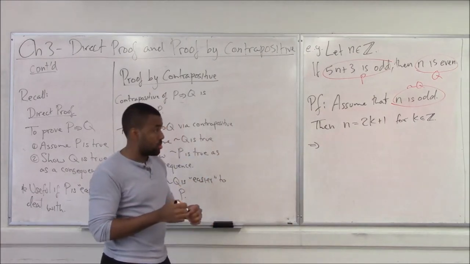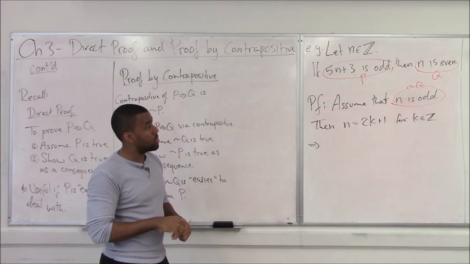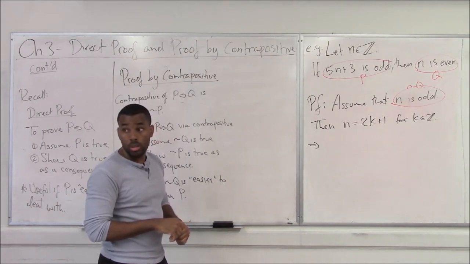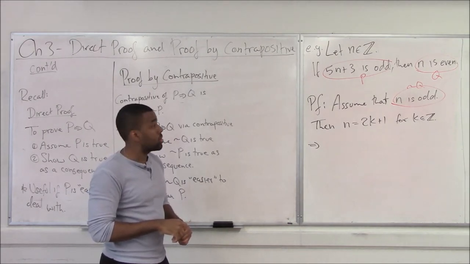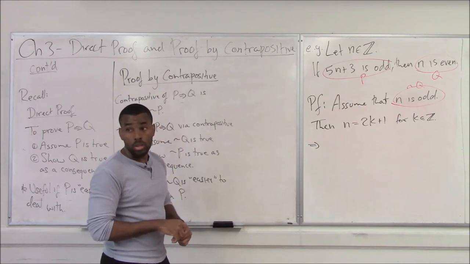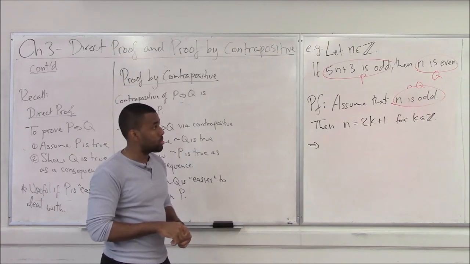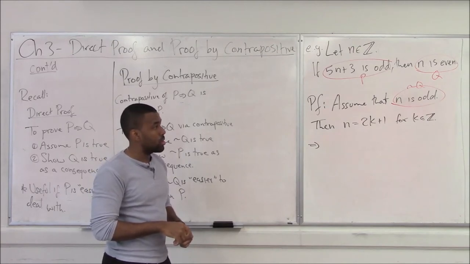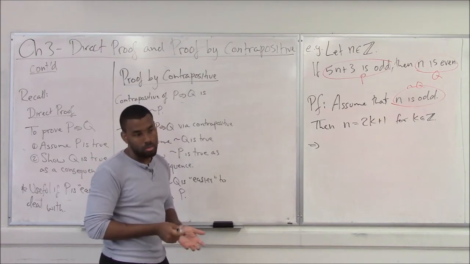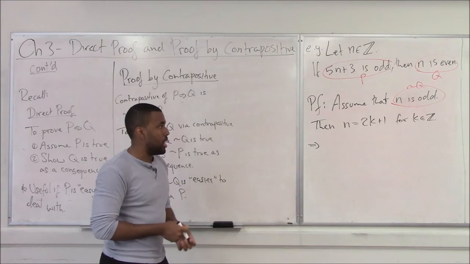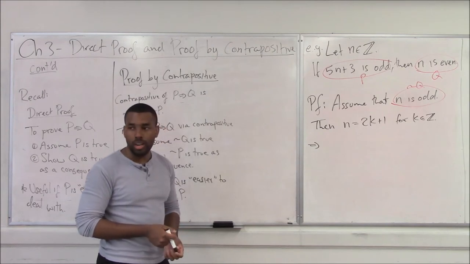Would it be better to just state, assume that n is odd, instead of just writing, assume n equals 2k plus 1 where k is an integer? Come again? Can we just leave out the first line if we wanted to, and just write assume n equals 2k plus 1? Yeah. I'd rather you write it, but I wouldn't punish you for not writing that first sentence.